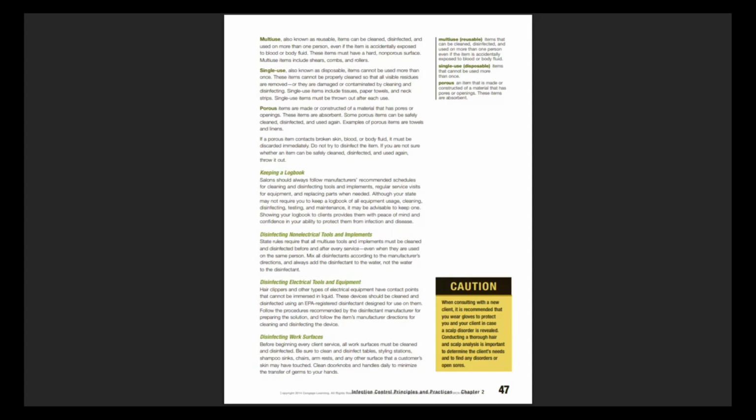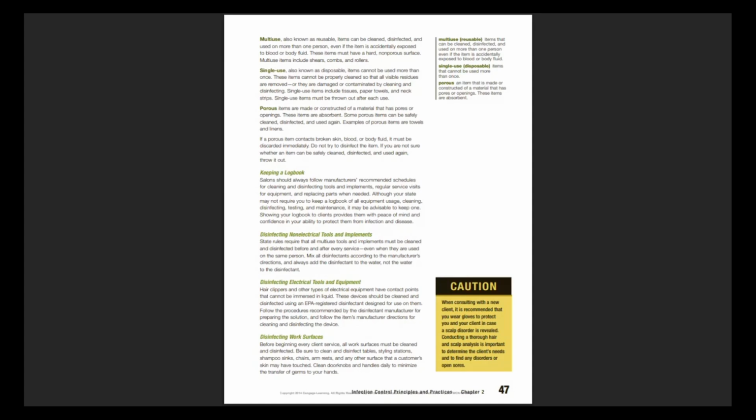Keeping a logbook. Salons should always follow manufacturers' recommended schedules for cleaning and disinfecting tools and implements, regular service visits for equipment, and replacing parts when needed. Although your state may not require you to keep a logbook of all equipment usage, cleaning, disinfecting, testing, and maintenance, it may be advisable to keep one. Showing your logbook to clients provides them with peace of mind and confidence in your ability to protect them from infection and disease.